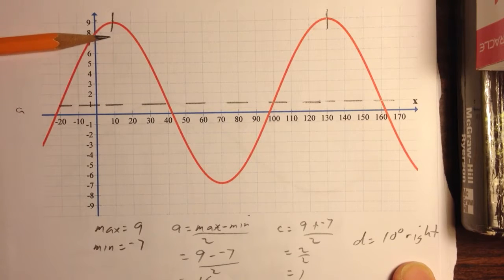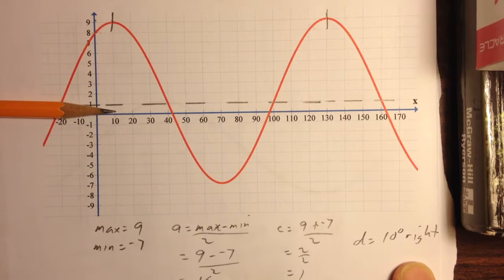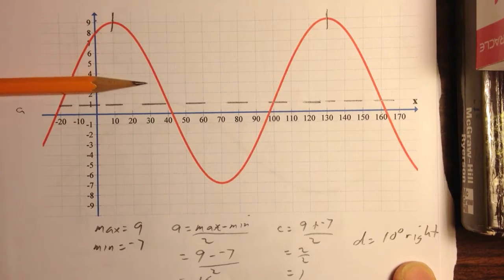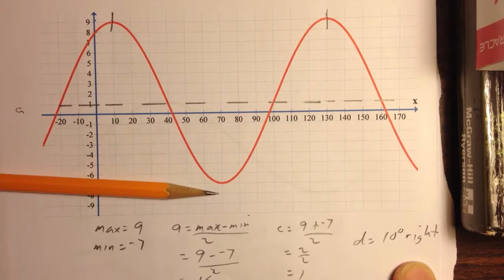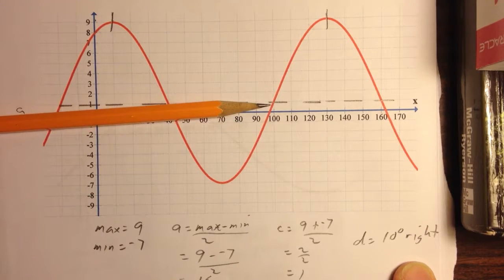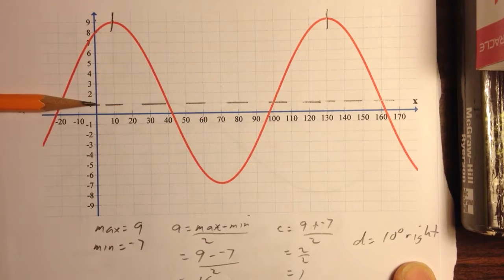If you look at this distance here, from the max, where the cos starts, to the equilibrium, where the sine starts, that's 30 degrees, which is a quarter period. There's a quarter period here, a quarter period here, a quarter period here, and a quarter period there to complete the cycle. So the sine starts 1/4 period to the left of cosine.